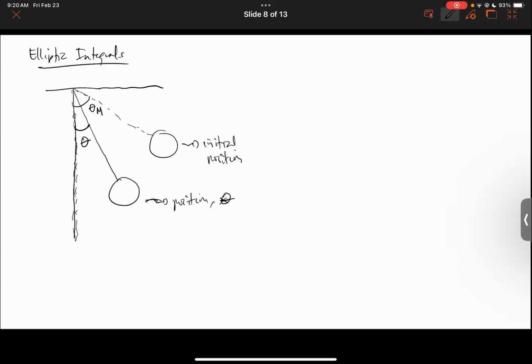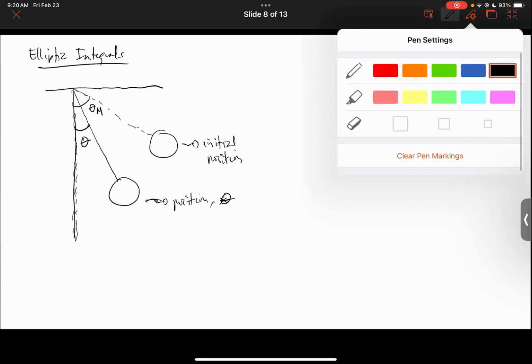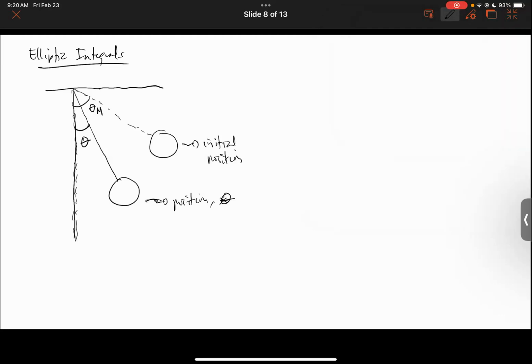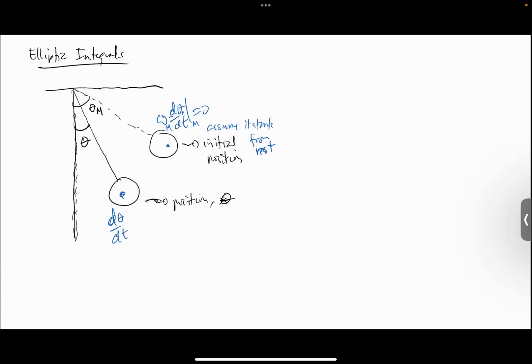The way we're going to do this is not through Newton's laws, but through energy considerations. So we have two positions here. The first is the initial position. Here, if we assume that it starts from rest, then its angular velocity, omega equal to dθ/dt, will be equal to 0. Then here, it has an angular velocity dθ/dt evaluated at θ. So dθ/dt at this position.